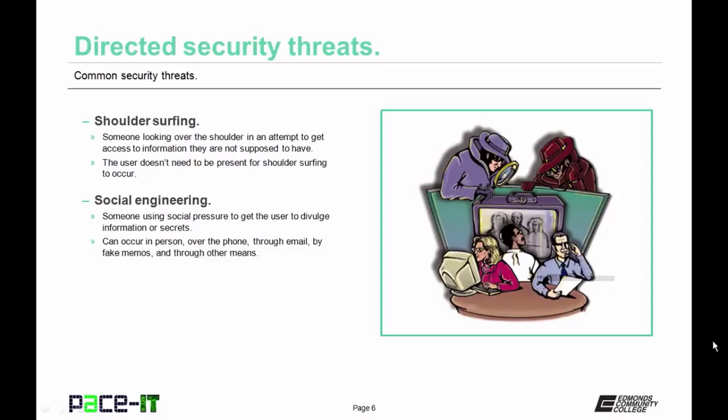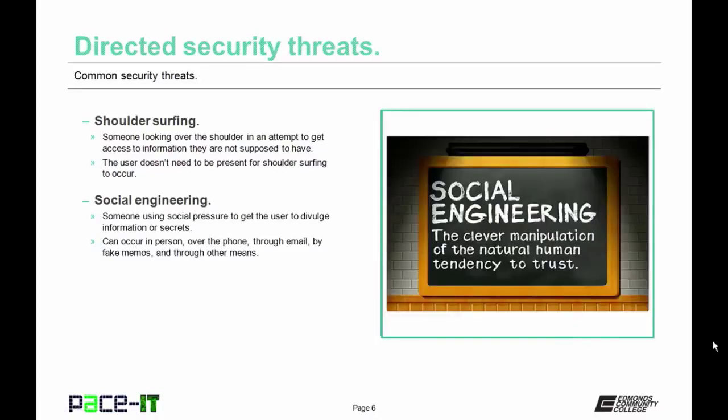The first one that we'll mention is shoulder surfing. That is where someone is looking over your shoulder in an attempt to gain access to information that they're not supposed to have. That's where they watch you type in your password or your PIN. And as a side note, the user doesn't need to be present for shoulder surfing to occur. You can just leave your PC running without a screensaver. Then there's social engineering.